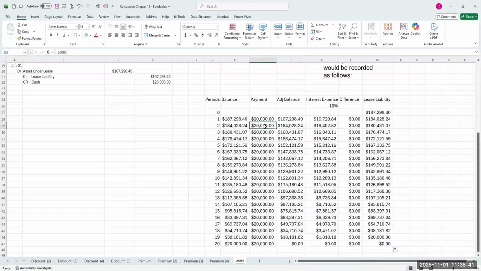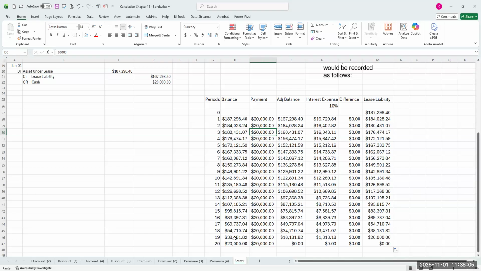And on December 31st, and on January 1st, we're making the $20,000 payment, which reduces our balance to the new amount. Again, at the end of December 31st, we are accruing the interest, which increases the liability on December 31st. And on January 1st, we're making the payment of 20,000. And we keep going, keep going, keep going.